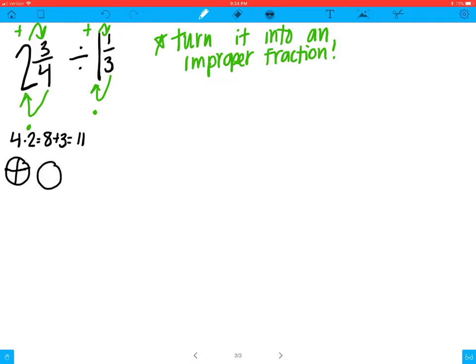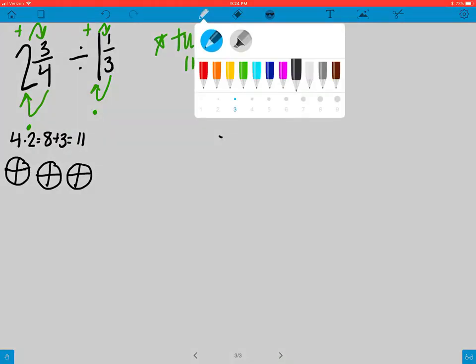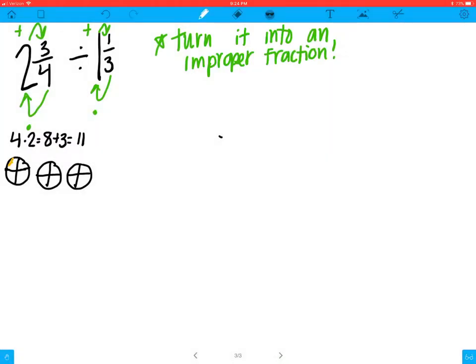But let's look at a model that I'm going to make down here. I have pizzas that are cut into 4 slices. My denominator, remember, it tells me how many slices there are in this pizza. So there are 4 slices in each pizza. Now in these first 2 pizzas, I've taken all 4 slices and I'm coloring them in. So 1 2 3 4, 1 2 3 4. So that's 2 full pizzas. In this next pizza, I've only taken 3 slices. So if I add up all the slices that I have, I get 4 plus 4 plus 3, and I get 11.